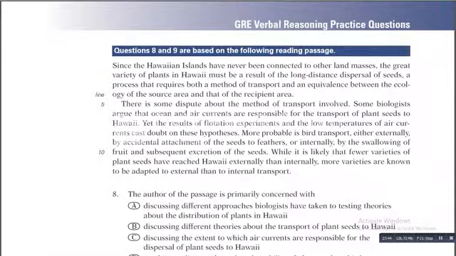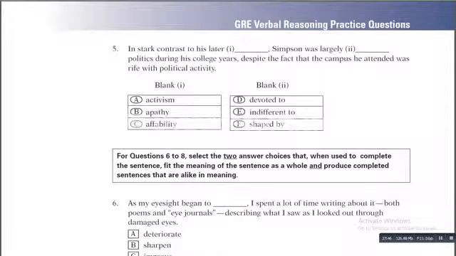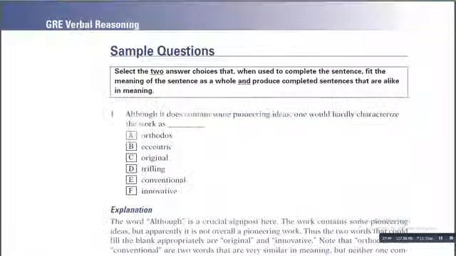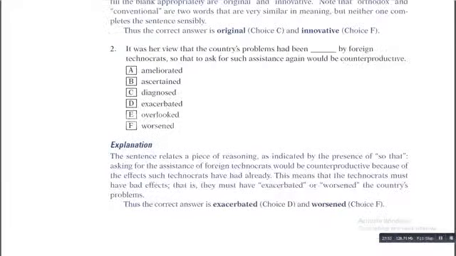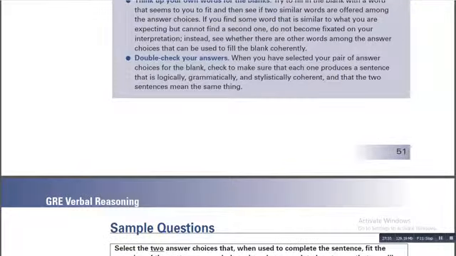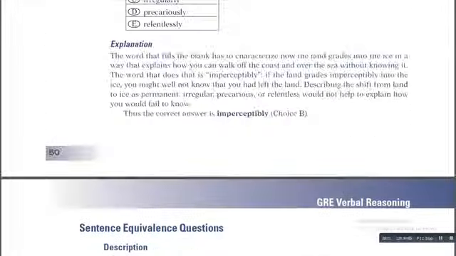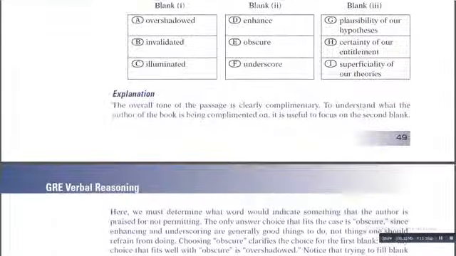So please just read through, even before you start answering those questions. Here, read the verbal reasoning section very well. Understand everything first before you start. So at least you have an idea on what to do.